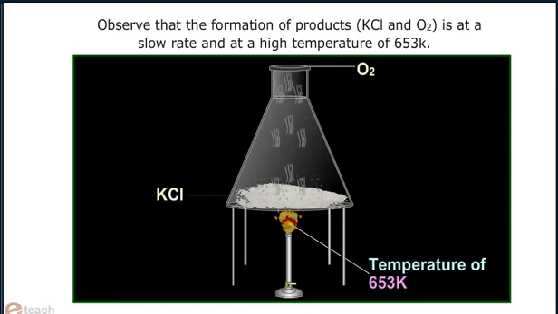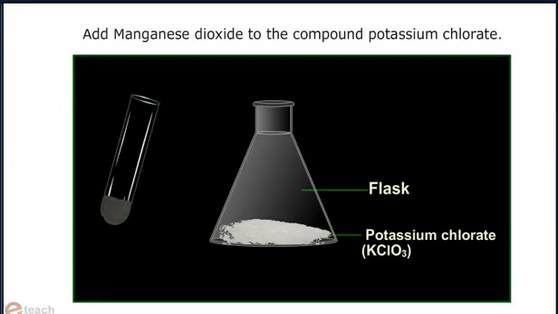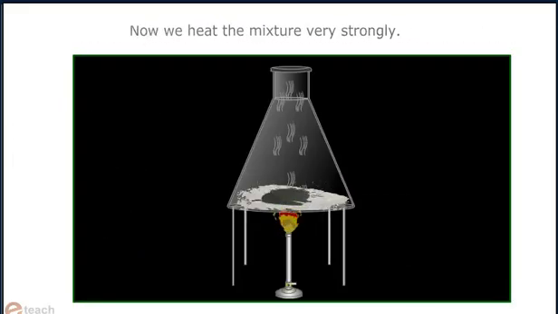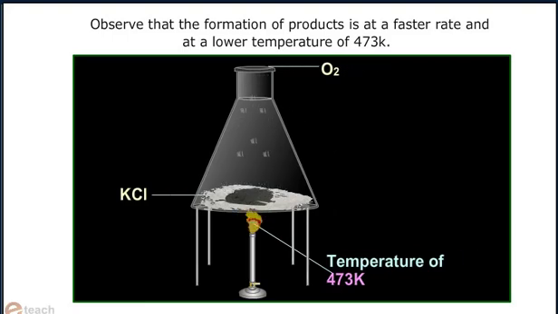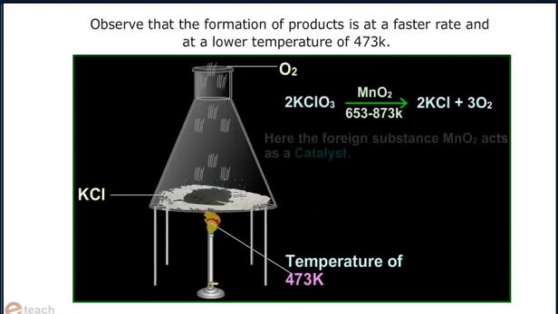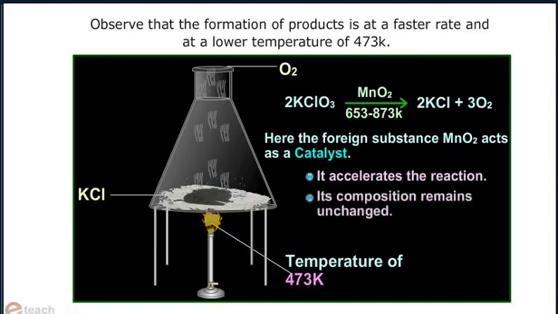temperature of 653 Kelvin. Now we add a foreign compound, that is manganese dioxide, to potassium chlorate and perform the decomposition. Now we heat the mixture very strongly. We observe that the formation of products is at a faster rate and at a lower temperature of 473 Kelvin. Here the foreign substance, that is MnO2, acts as a catalyst and it accelerates the reaction, and also note that its composition remains unchanged throughout the reaction.